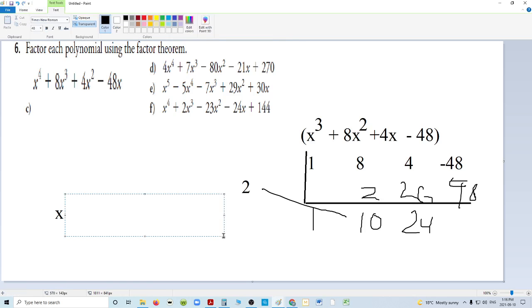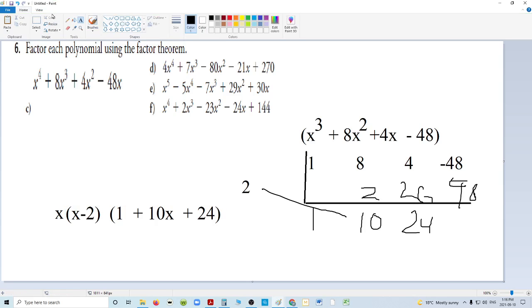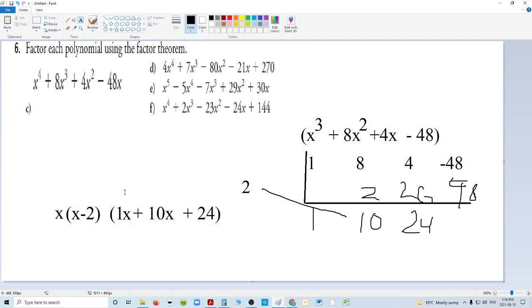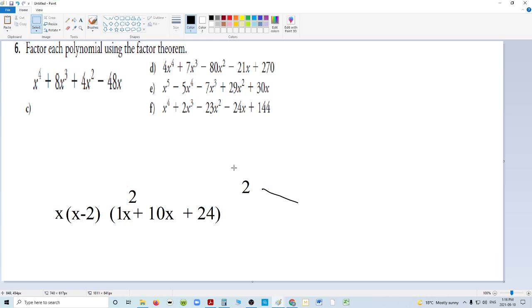So now I'm left with this. x minus 2 is the next factor, and I'm left with 1x squared plus 10x plus 24. You should immediately say to yourself, with your knowledge of factors, is there a number now that multiplies out to 24, the last one?